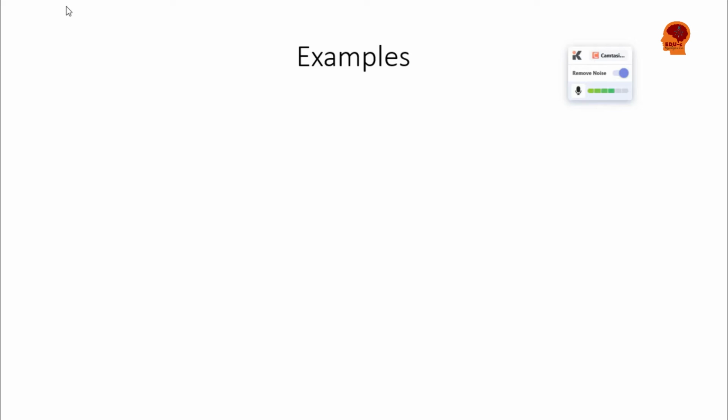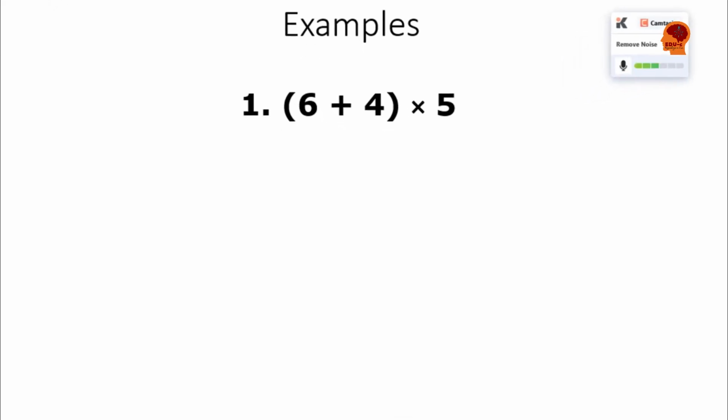Let's take examples. For example, number 1, when you have questions like this, the first thing to do is to open the bracket. So when you open the bracket, you're going to have 6 plus 4 gives you 10, and then multiply by 5, that gives you 50.